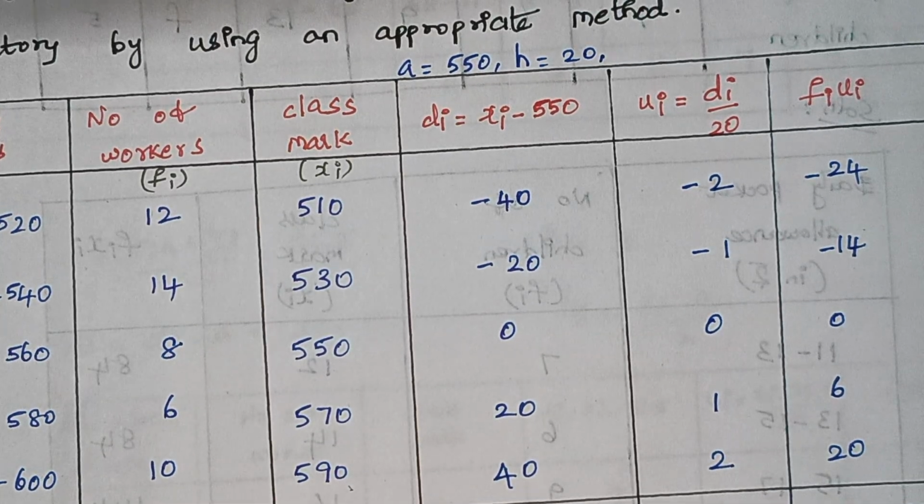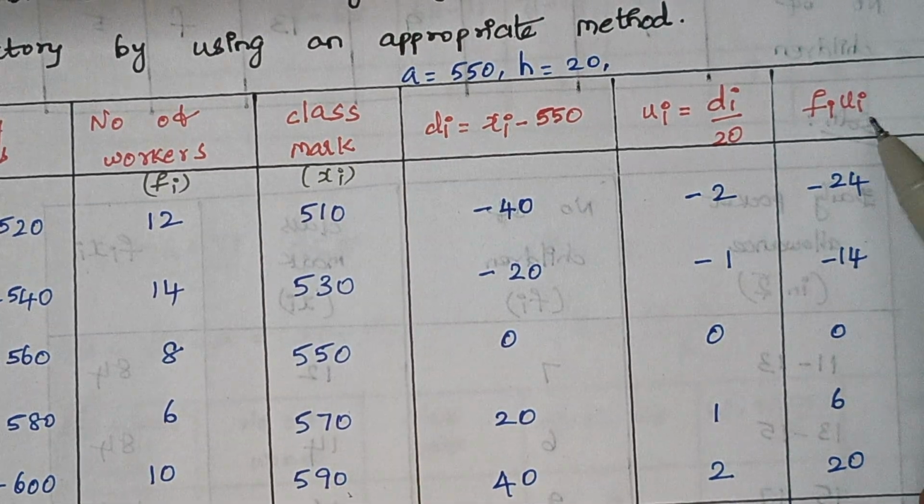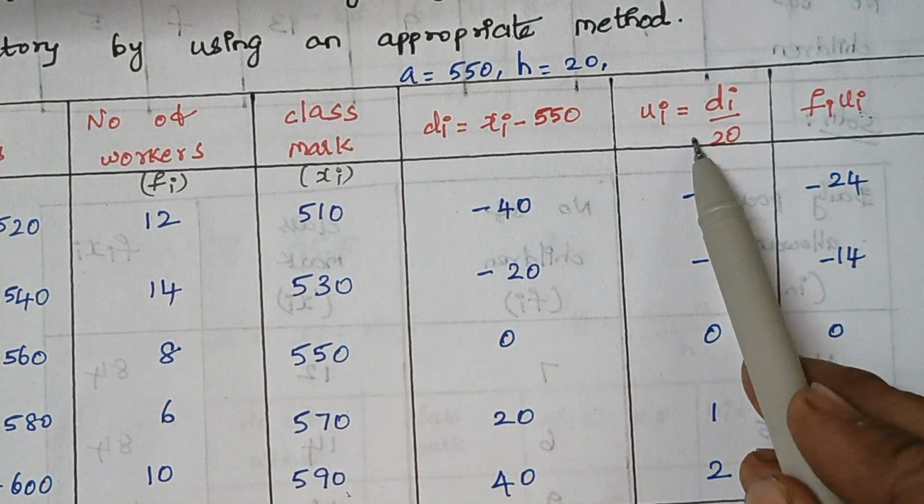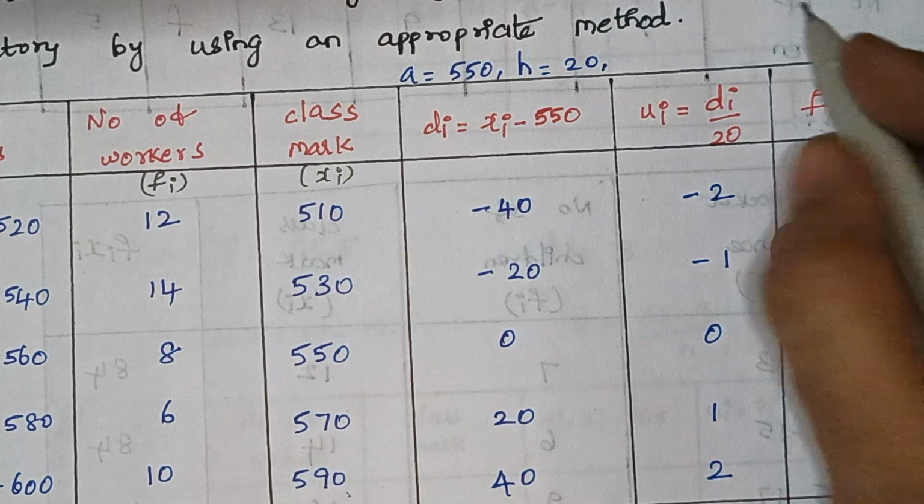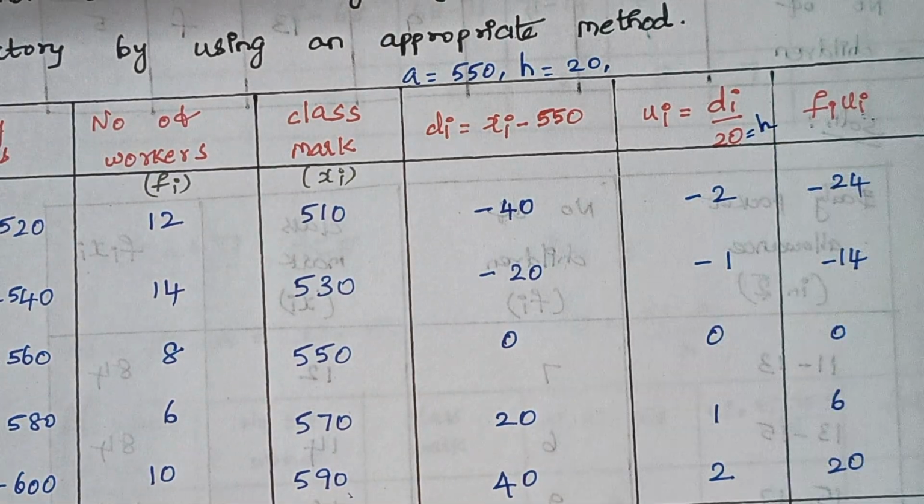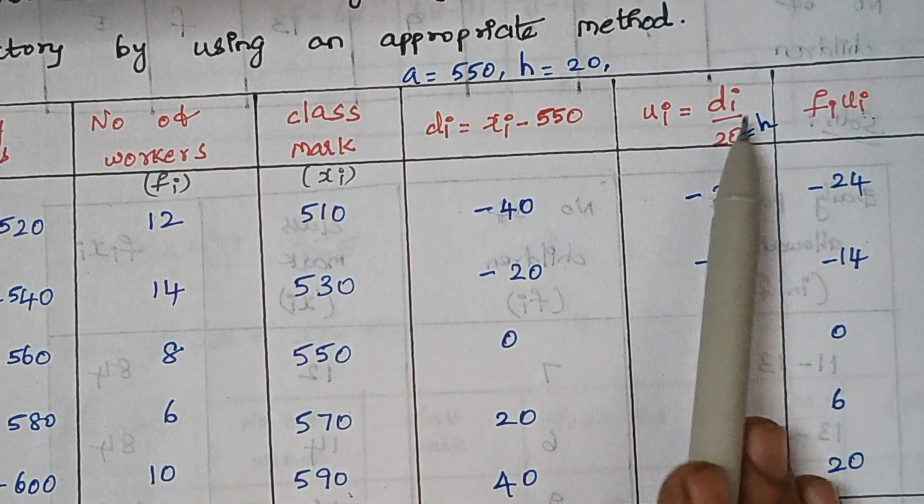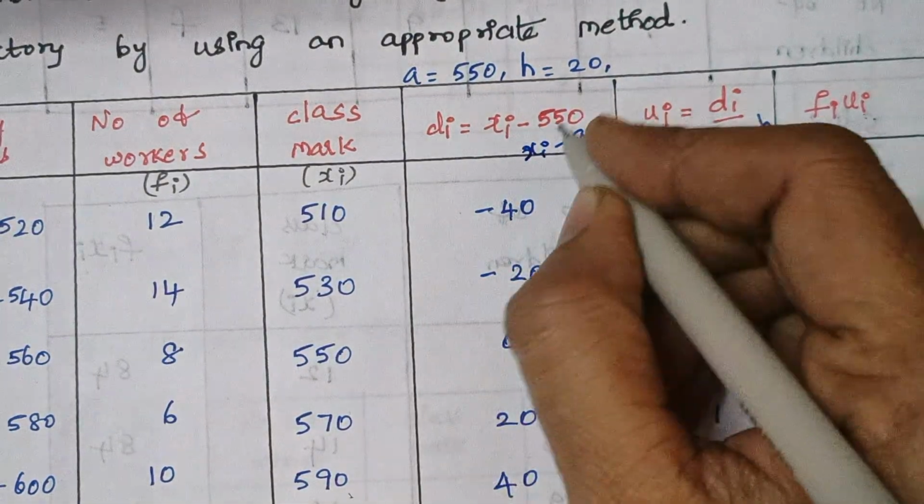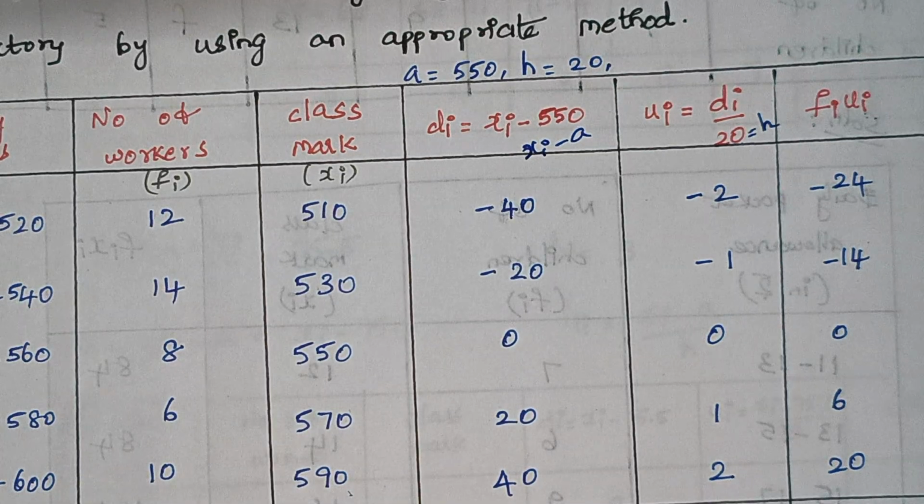We need Fi Ui, right? So Fi Ui, I know Fi, I don't know what is Ui. So Ui is nothing but Di by H, right? This 20 is nothing but H. So what is Di? Di is nothing but Xi minus A. This is your Di.